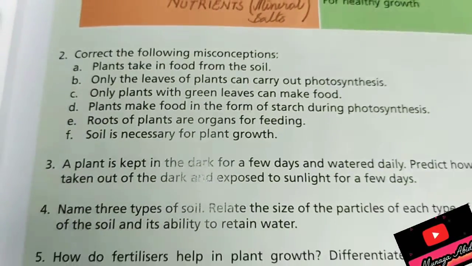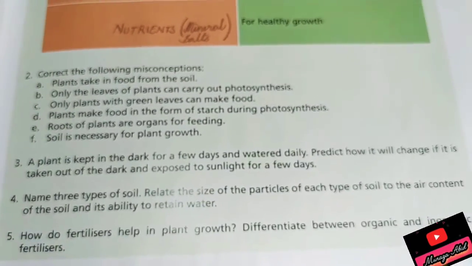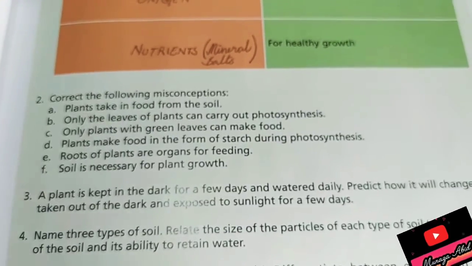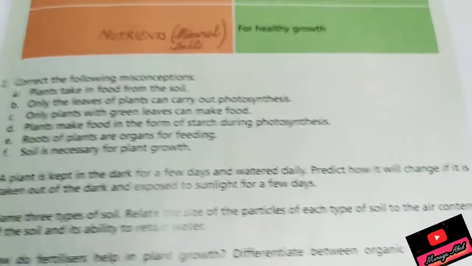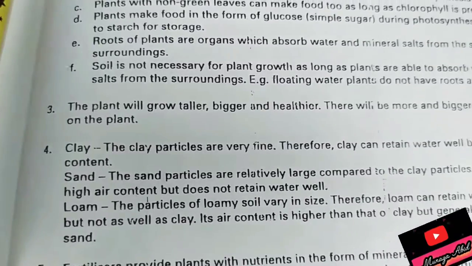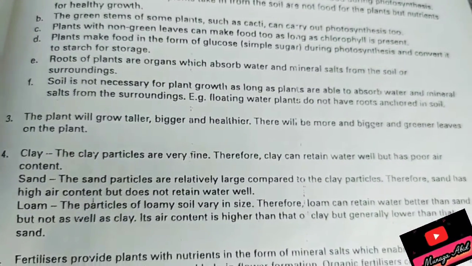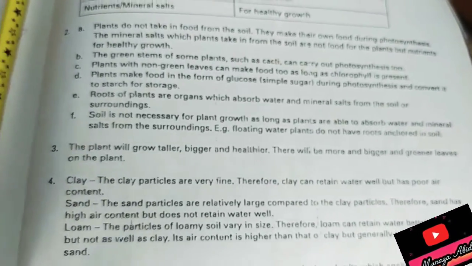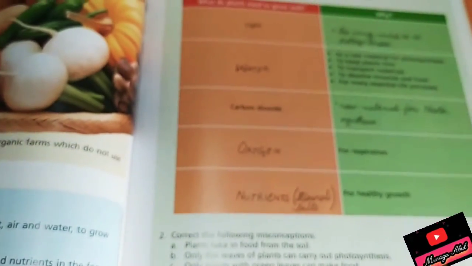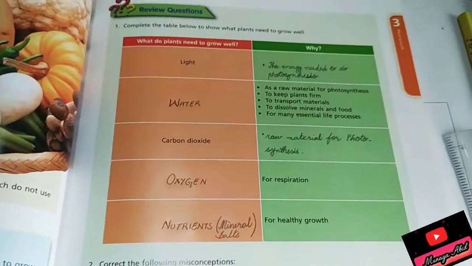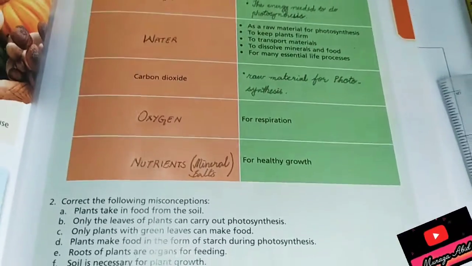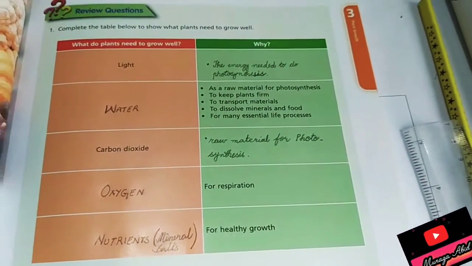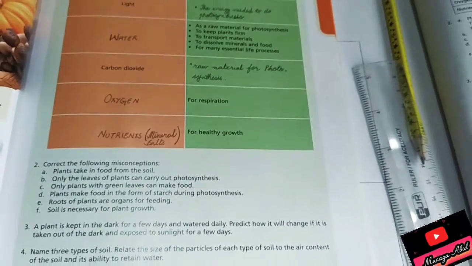Now question number 3: a plant is kept in the dark for a few days and watered daily. Predict how it will change if it is taken out of the dark and exposed to sunlight for a few days. The answer is the plant will grow taller, bigger and healthier. There will be bigger and greener leaves on the plant. So today what we have done? Today we have done pages 56 to 61 and review questions 2 and 3. Remember, you have to learn aeroponics, hydroponics, key points and this table, and questions number 2 and 3 as well.